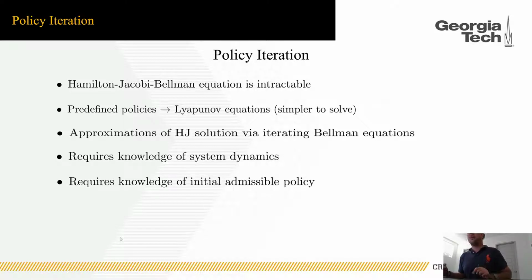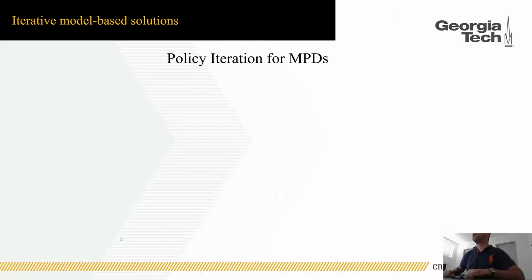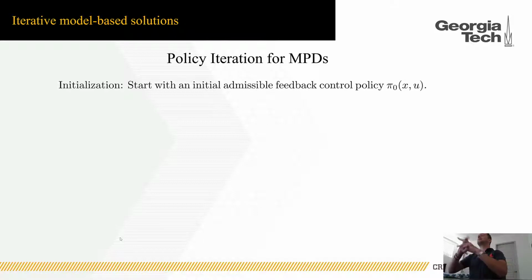Okay, and also policy iteration requires starting with an initial admissible policy. What does an initial admissible policy mean? It means that my policy has to be first stabilizing, and second, it has to give me a finite cost. Okay, so let's see how this will work. Let's first start with the policy iteration for Markov decision processes, which is a reinforcement learning mechanism. I start with an initial admissible feedback control policy pi 0. Again, an admissible control policy is a policy that produces a finite cost and is stabilizable.